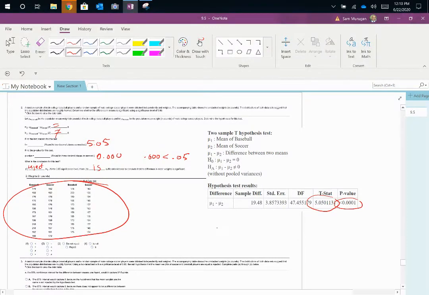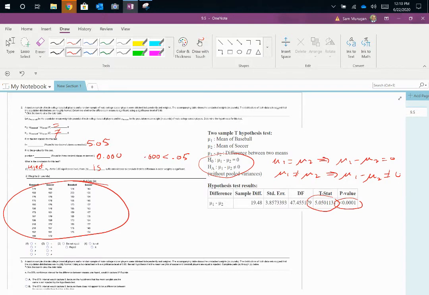FYI, what I was trying to explain here to you is that for these two, if mu1 is equal to mu2, this means that mu1 minus mu2 is equal to 0. And if mu1 is not equal to mu2, this means that mu1 minus mu2 is not equal to 0. That's why we got that terminology right there. Okay? All right, more fun stuff.